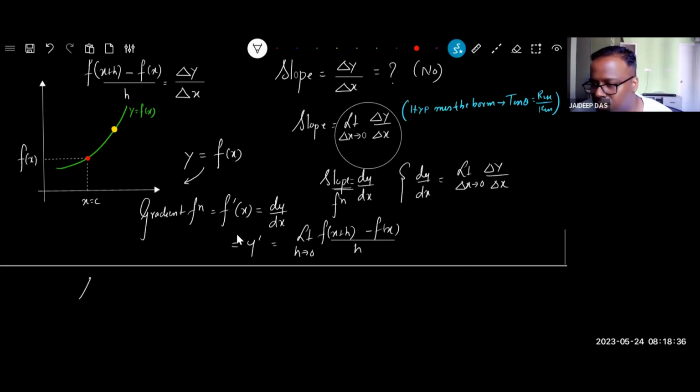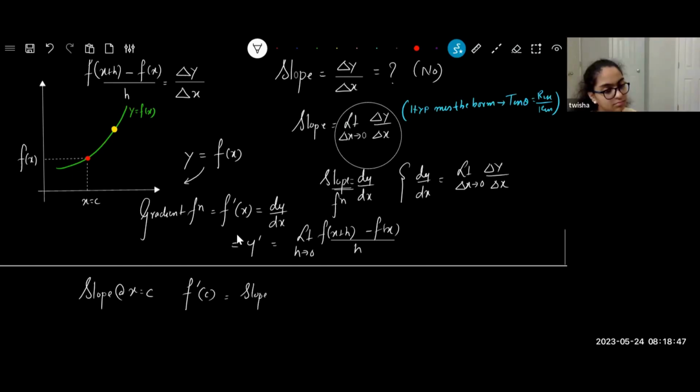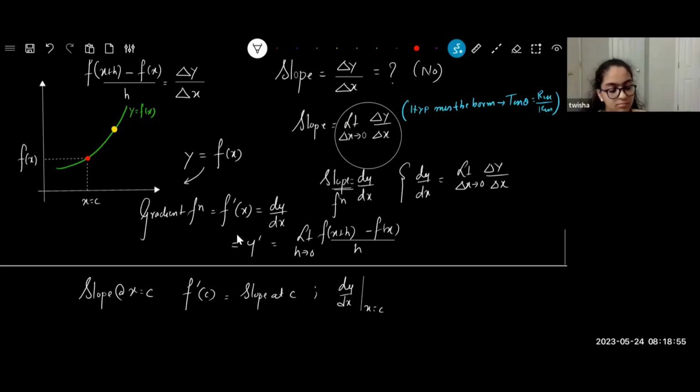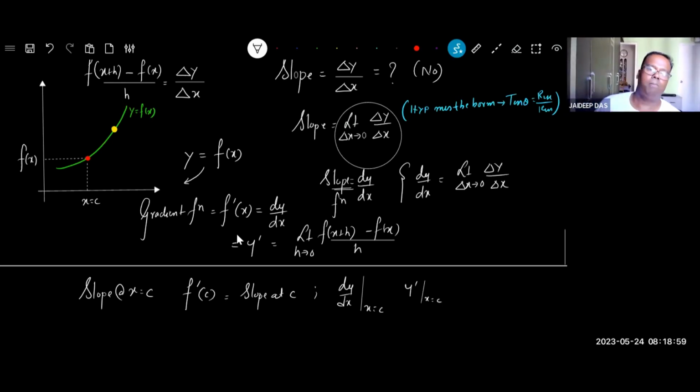And now you may ask me, what is the slope at x equal to c? I would say just plug c into the gradient function, you get the slope at c. And I can also write it as dy by dx at x equal to c, or I can also write y dash at x equal to c. This is the concept of slope of a function.